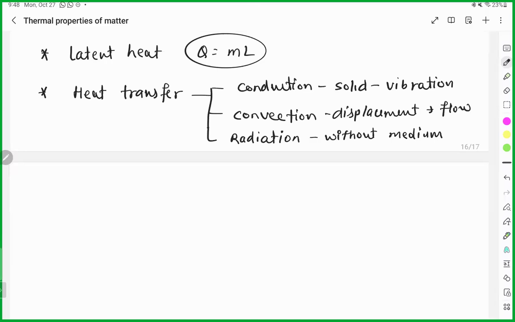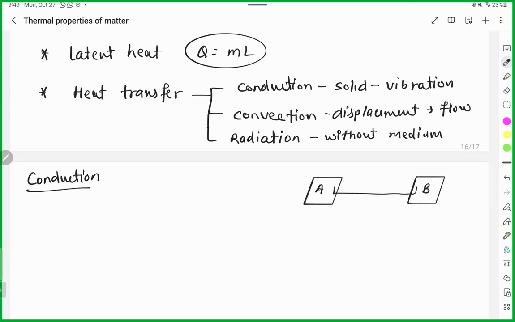Yes, so in conduction we have the very important concept of thermal conductivity. It means if you have two bodies A and B, and there is a rod that connects A and B, this rod has length L and area A. So what is the rate of heat transfer in this case? The amount of heat transfer through the rod is known as H, also known as heat current.